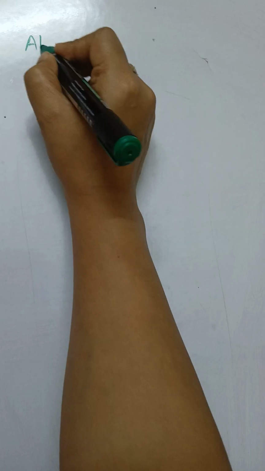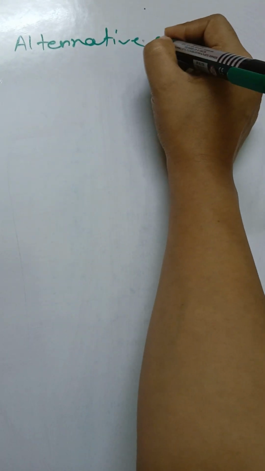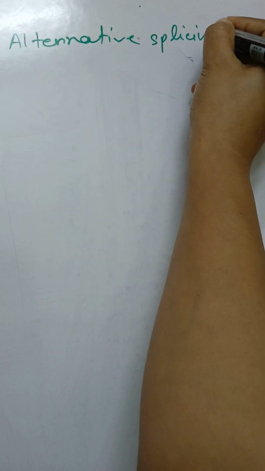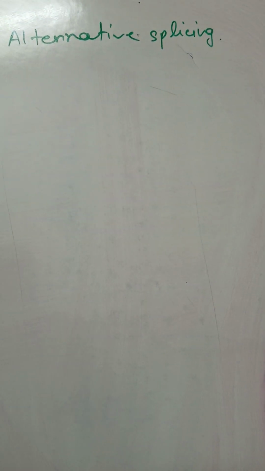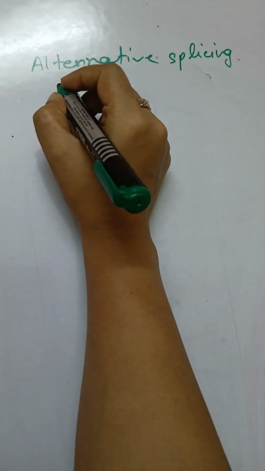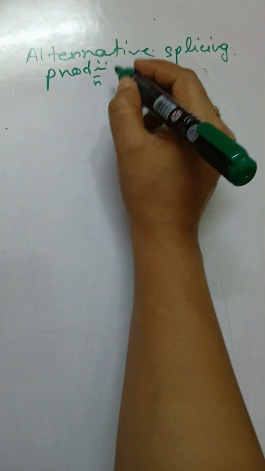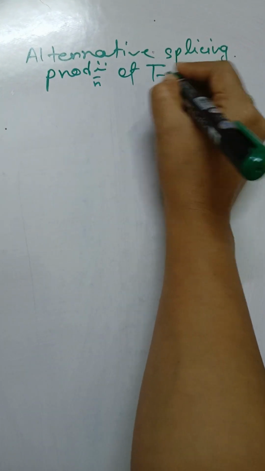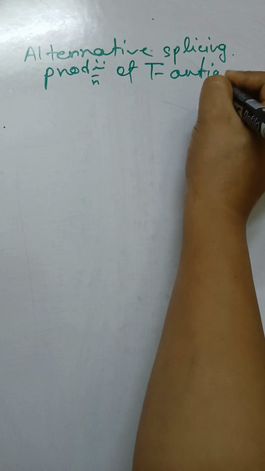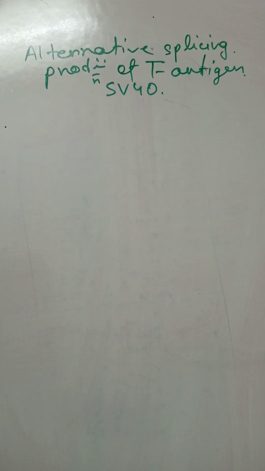Hi guys, in this video I'll be talking about how alternative splicing took place, and I'll give you some examples. One most important example of alternative splicing is the production of T antigen. Whenever SV40 infects the mammalian cell, T antigen is produced.